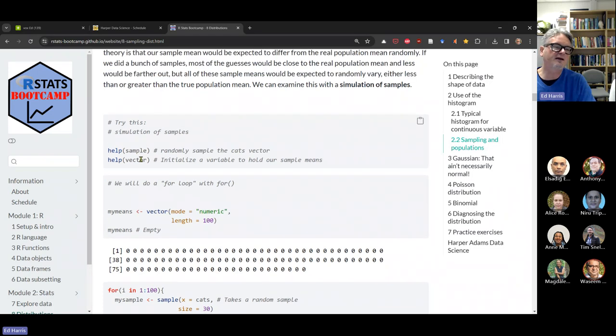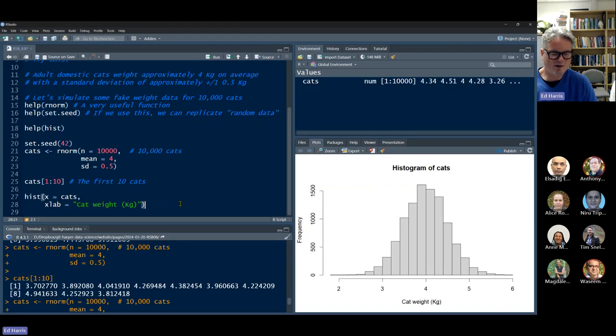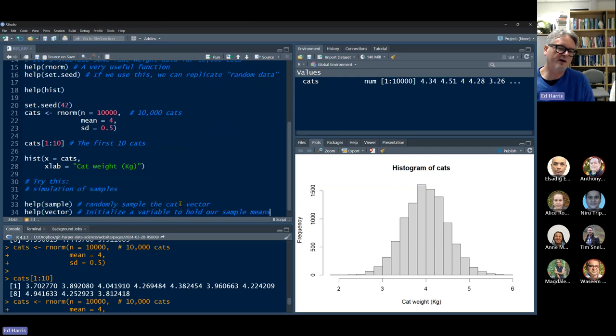So what we're going to do is we're going to introduce a couple of other concepts, sampling and vectors. It's always good in your spare time to come back and read about these. We have already used vector, but I have not used sample.